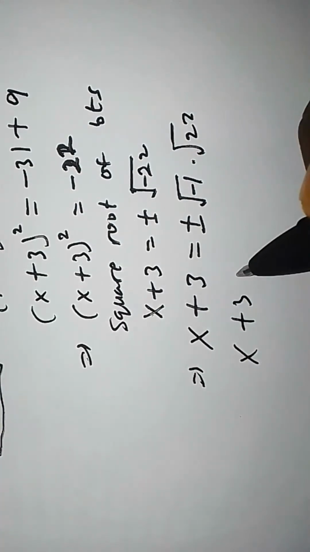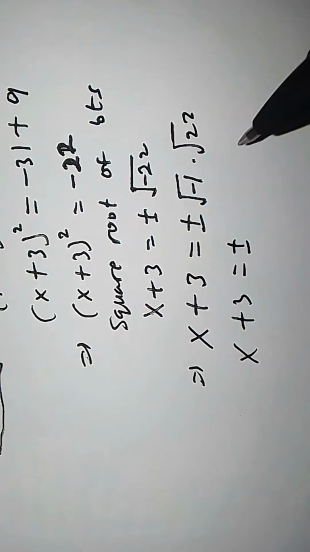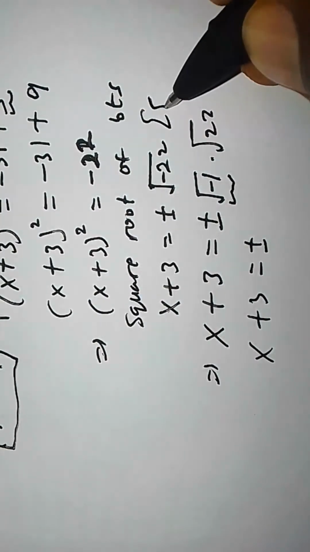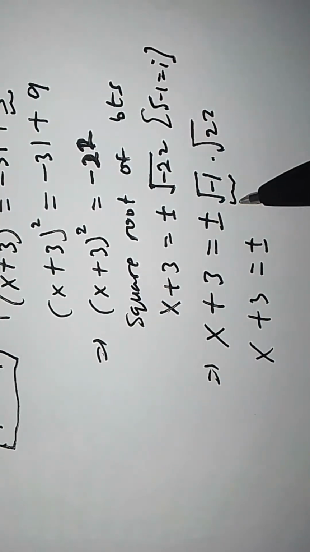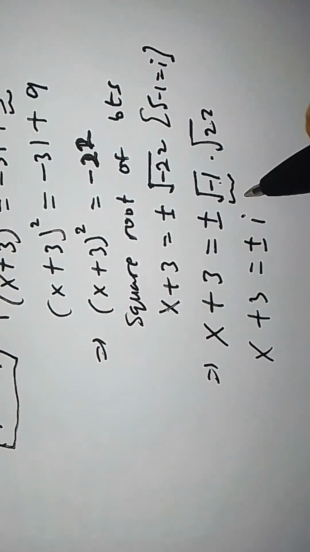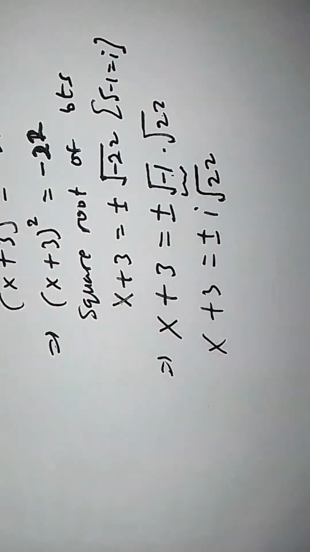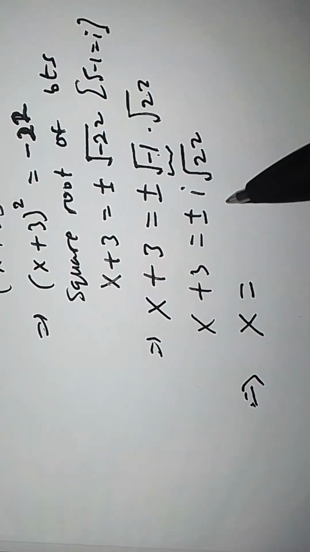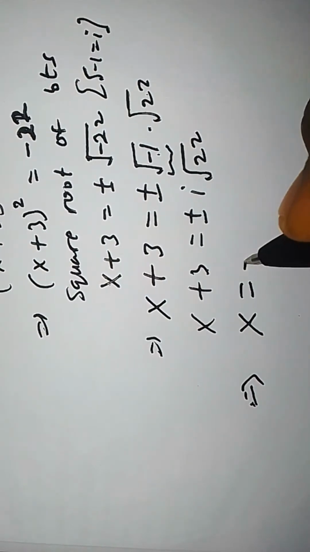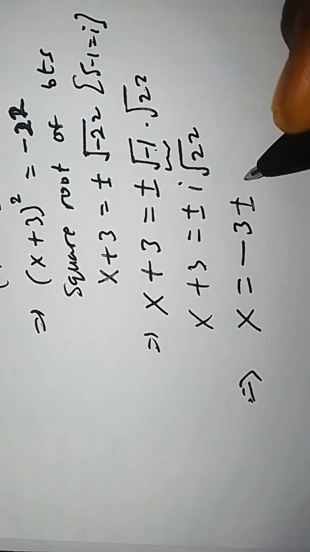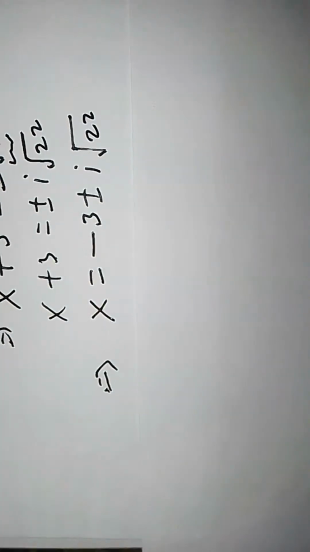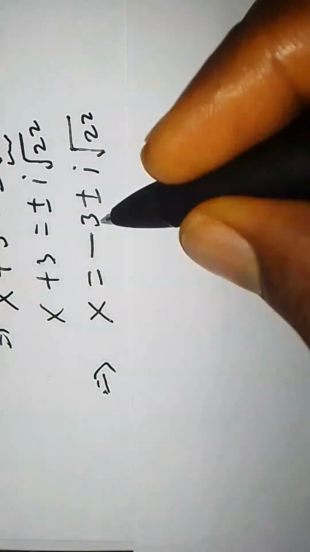x + 3 is equal to plus or minus. What is the square root of -1? From complex numbers, we know that the square root of -1 is equal to i. So we have i here times the square root of 22. This implies that x is equal to, moving this 3 to the right hand side, -3 ± i√22. So let's proceed further. From here, it is obvious.